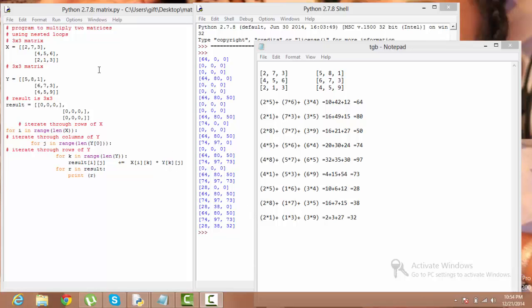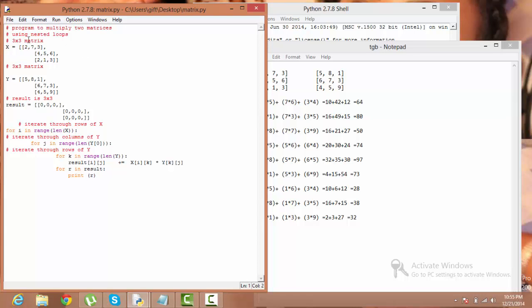Hello everyone. Today the topic is multiplying matrices using Python. Just like this comment here, we are going to be using nested loops. I did a 3 by 3 matrix for the x, y, because there are two matrices that have to multiply, and so is the result. The result is also going to come out in a 3 by 3 form.